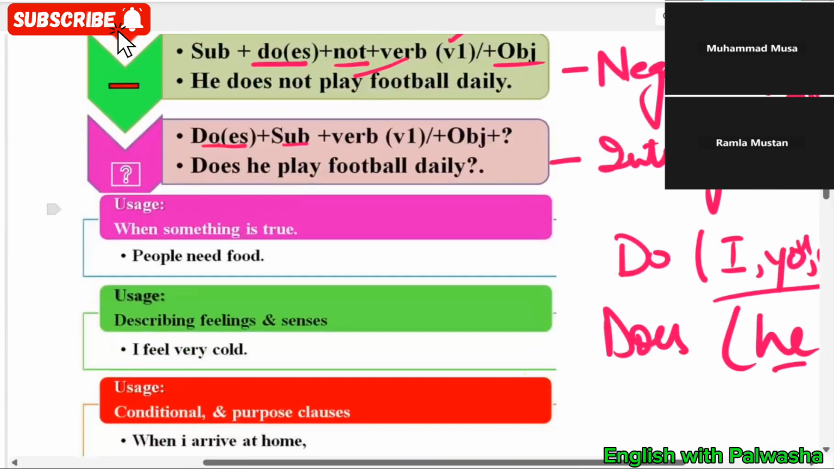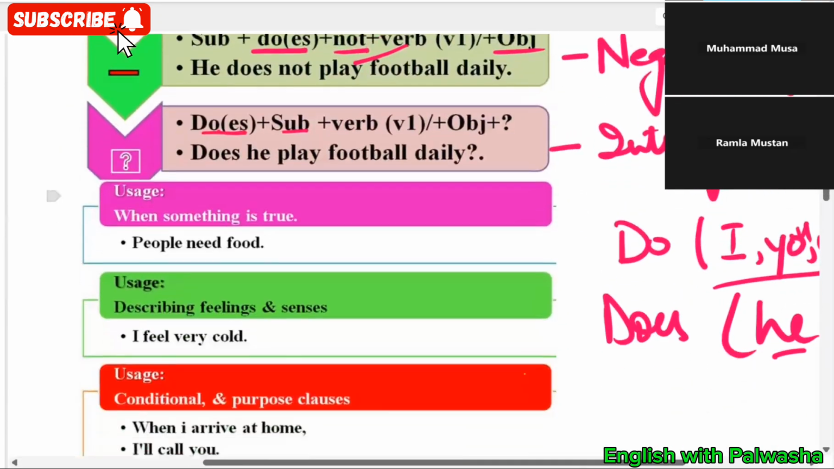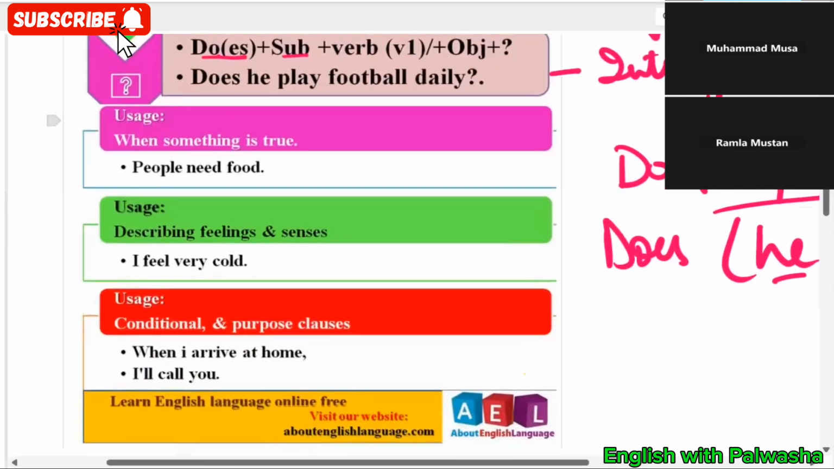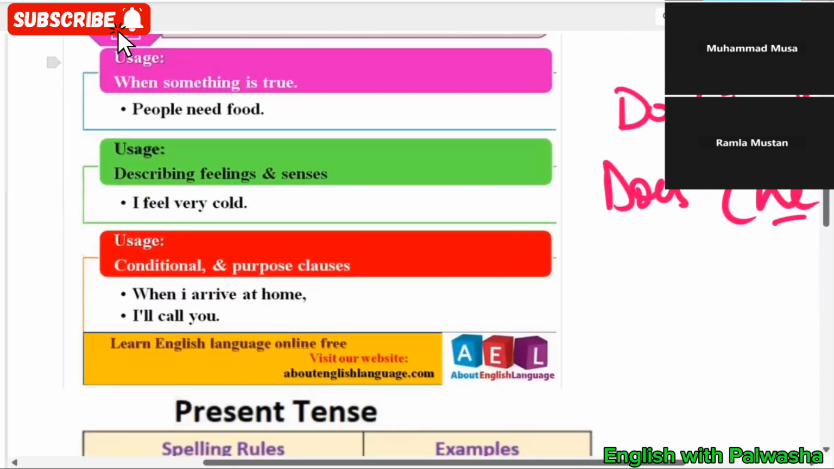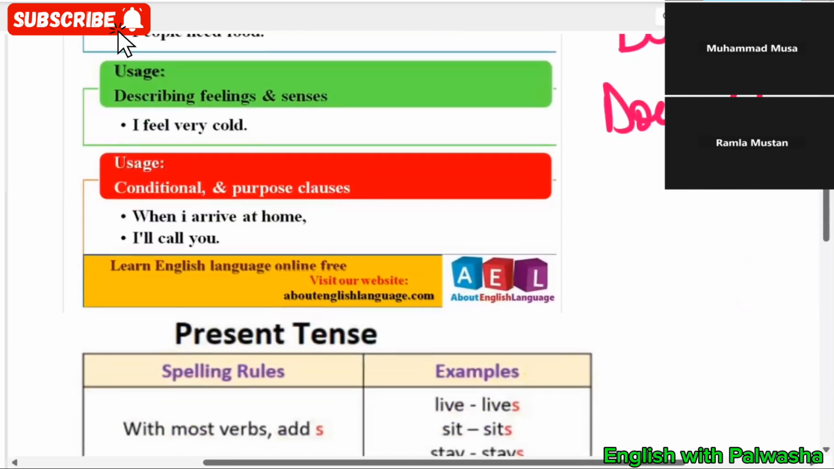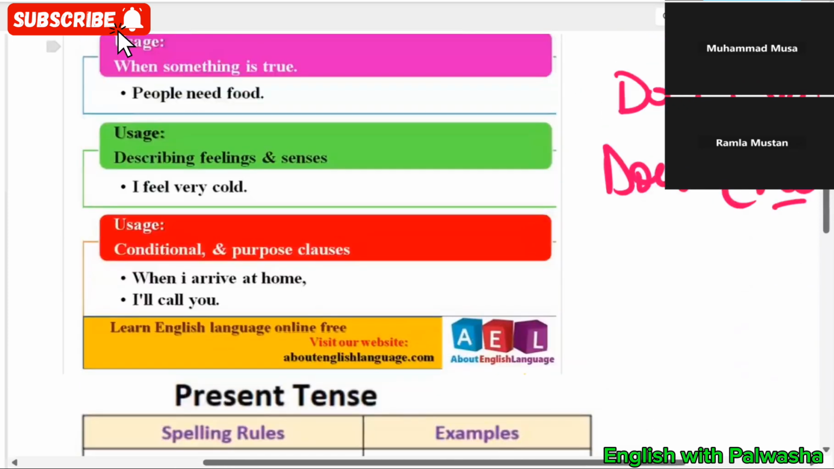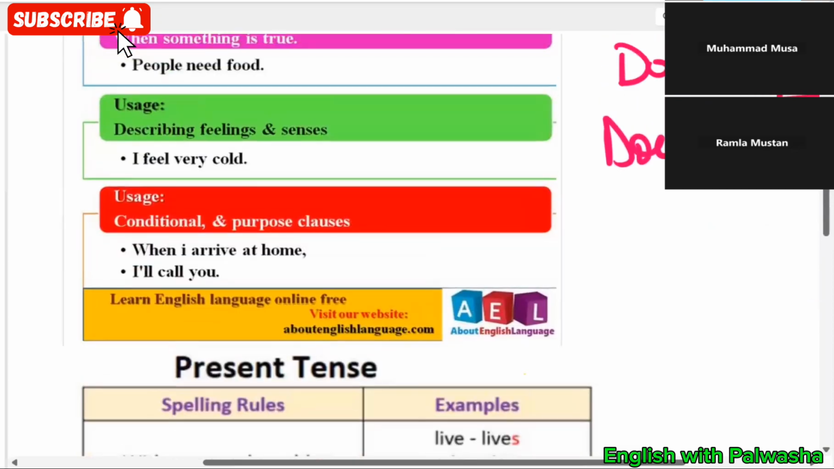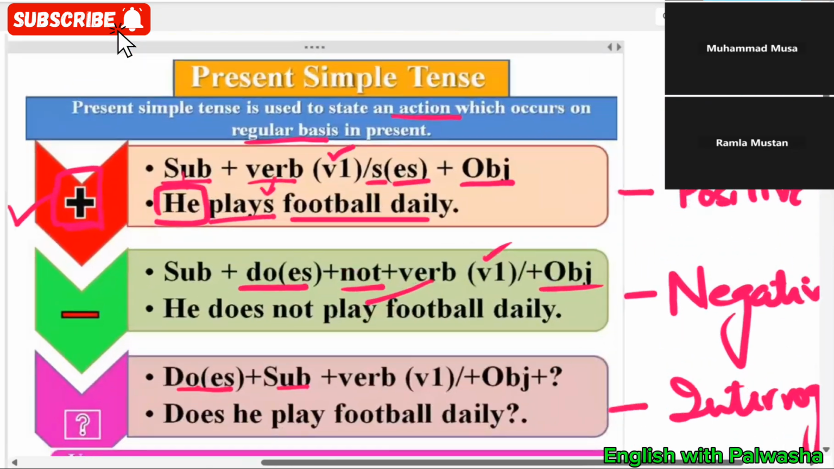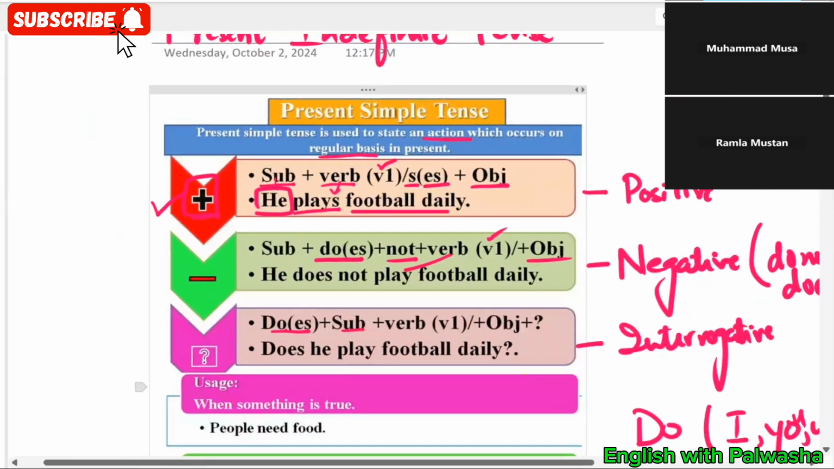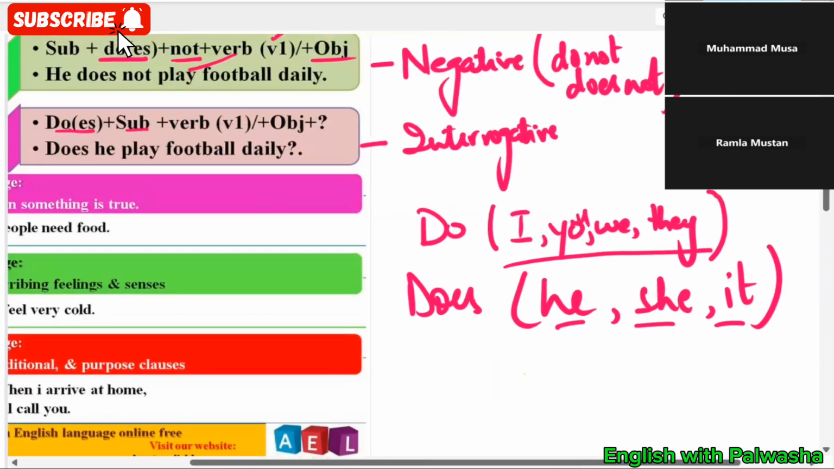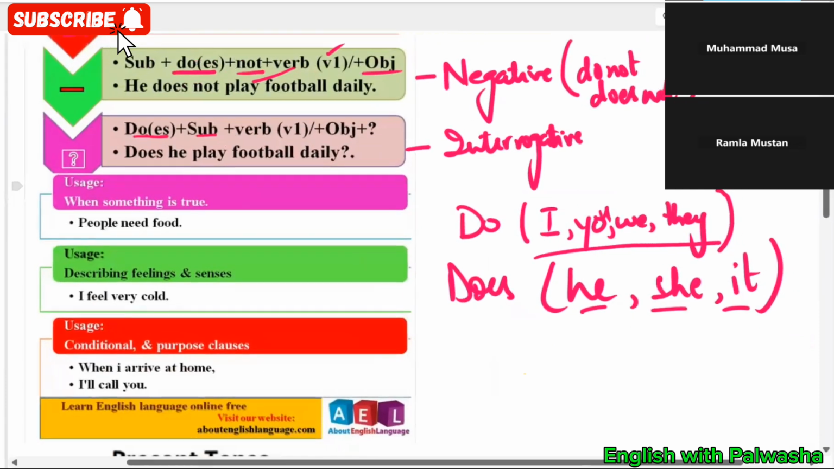Now, when something is true, people need food, then there is a usage, we need to use that. Describing feelings and senses: I feel very cold. And the conditional purpose clauses: when I arrive at home, I'll call you. So these are the conditions which we need to add into it. But this is the basic rule which we need to follow in the present indefinite tense, right? And with these subjects, we have to use do and does.